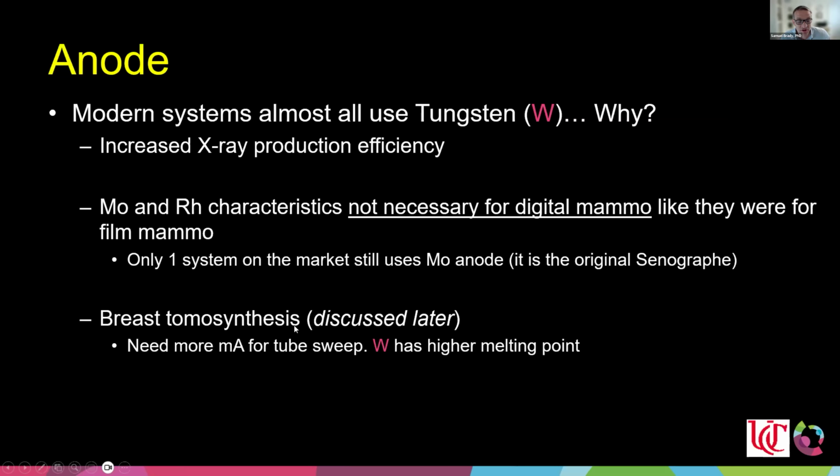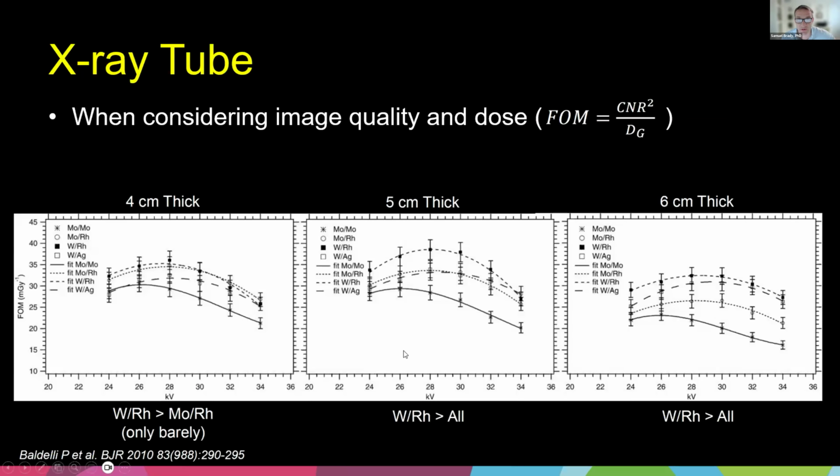And then finally, using breast tomosynthesis. So instead of just doing full contact, the planar imaging, to now image a volume of the breast, we need a tungsten material so that it can absorb the heat a little better, because now we have to take multiple images over the arc of the tube.